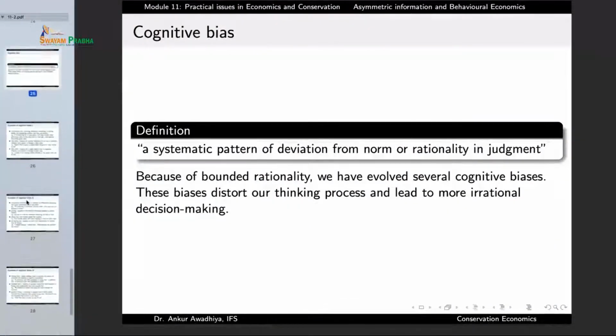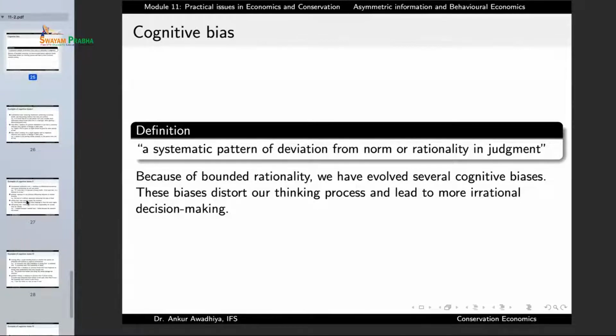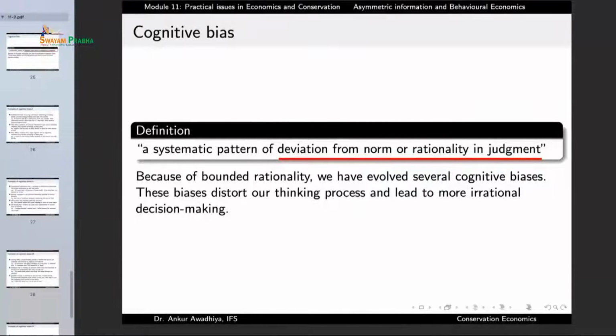And because of this bounded rationality and heuristics, we have cognitive biases. Cognitive bias is a systematic pattern of deviation from the norm or rationality in judgment. Now, in all of these cases, what we are observing is that there is a deviation from the norm or rationality. That is, the optimum was something else, but because of our way of thinking, we chose something else. So, this is an example of cognitive biases. Cognition refers to the process of thinking. So, this is a bias in thinking, a systematic pattern of deviation from the norm or rationality in judgment.